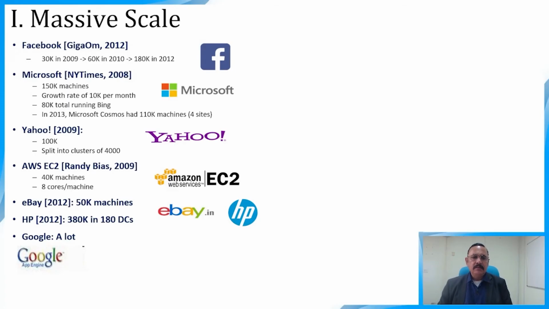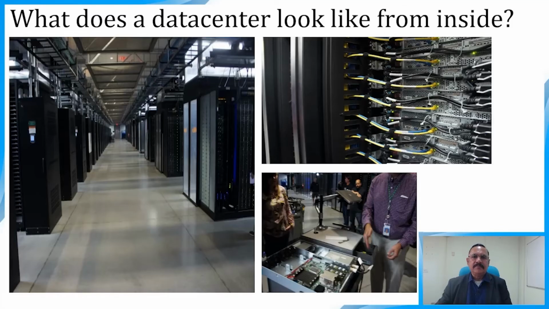Similarly, eBay in 2012 uses to run 50,000 machines. HP in 2012 uses 380,000 in 180 different data centers. Google has a lot. So, this is the size which is called massive scale.